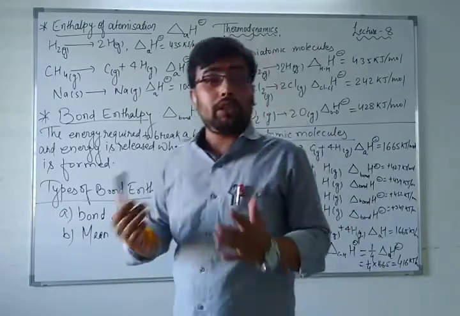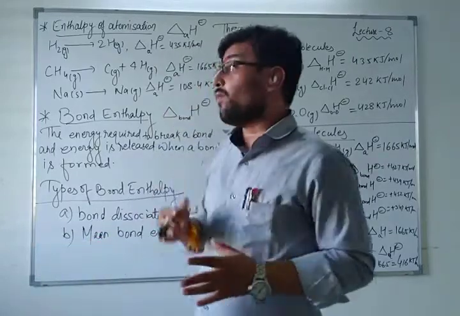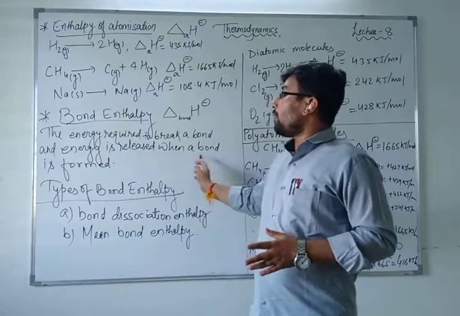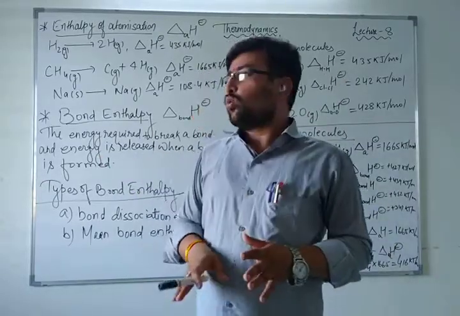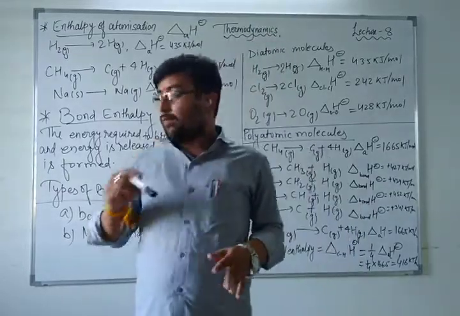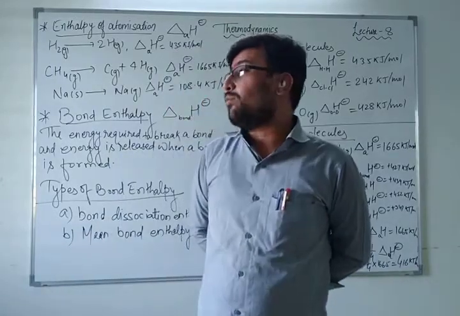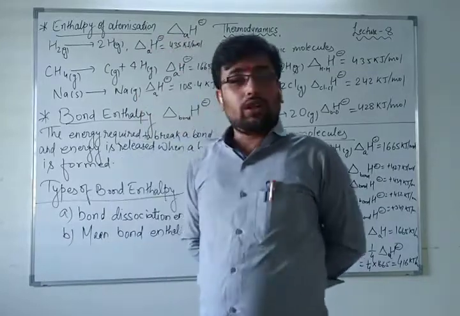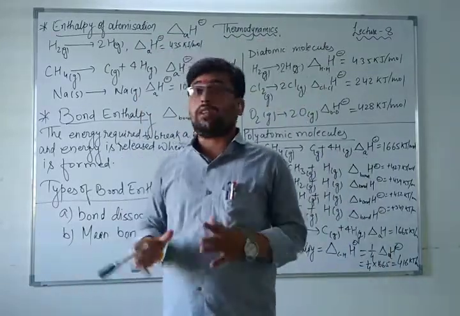If there is a combination reaction, when two elements combine, as it is written here, the energy is released when a bond is formed. That is also called a bond enthalpy. So you should not be very much worried about this. In chemical bonding, you may have heard about the ionic bond, covalent bond, dative bond, metallic bond, coordinate bond, hydrogen bond, and many more, six types of bonds in all.